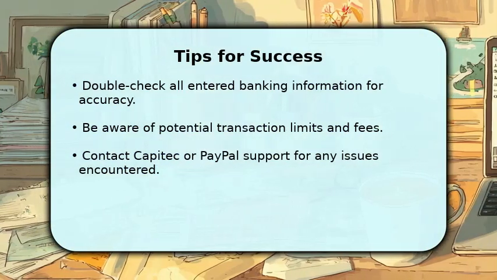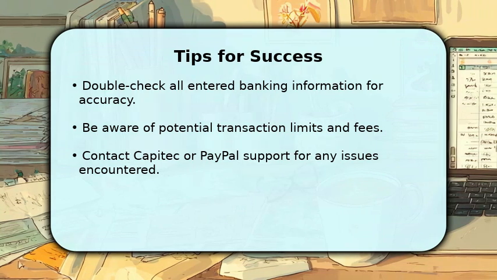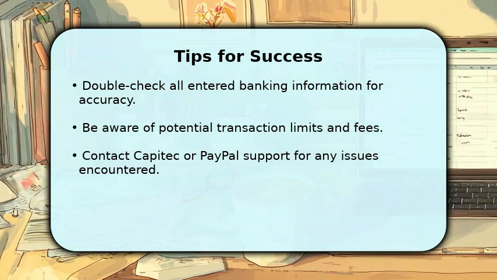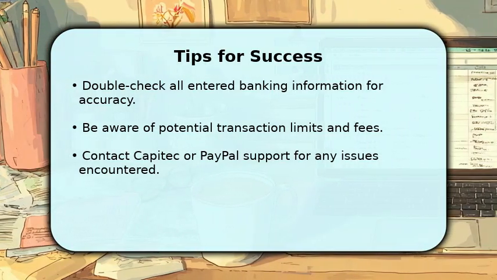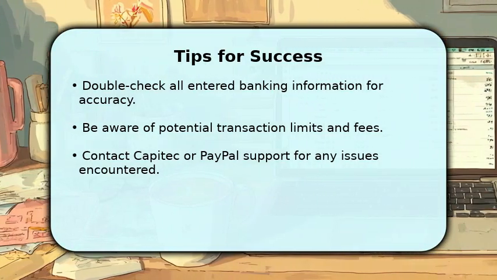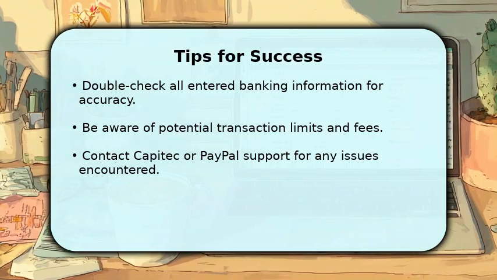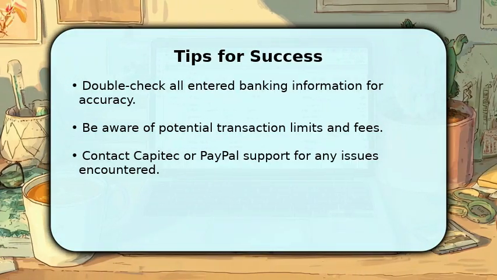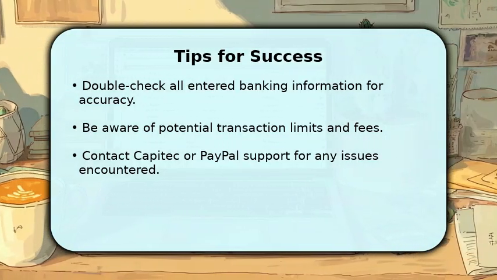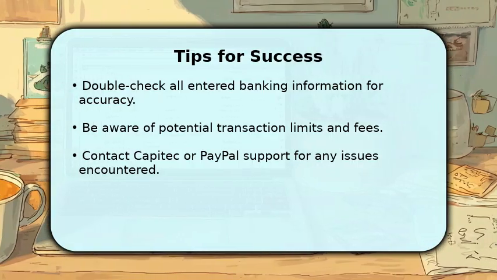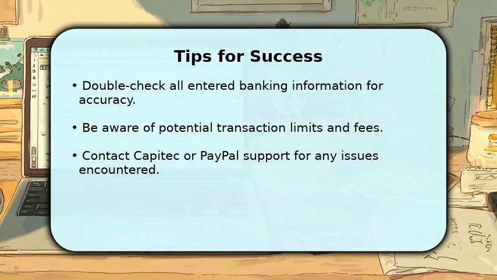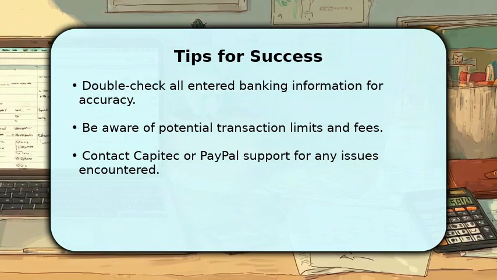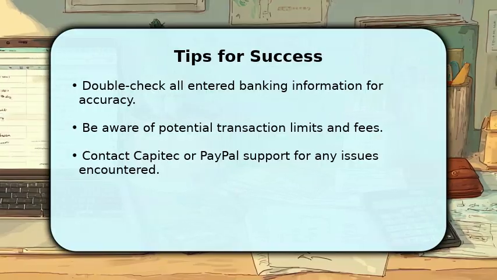For a successful link, always double-check every digit of your banking information before submitting. Incorrect details can cause significant delays. Be mindful that both PayPal and Capitec may have their own transaction limits and associated fees for transfers, so review these beforehand. If you encounter any issues or have questions, do not hesitate to contact the customer support teams at either Capitec or PayPal. Finally, remember that the entire linking and verification process can take a few business days to fully finalize.